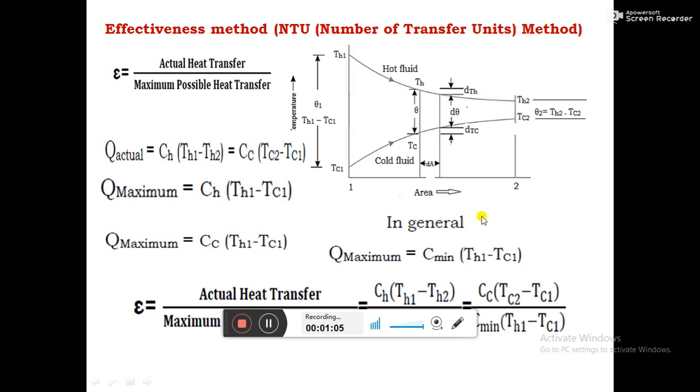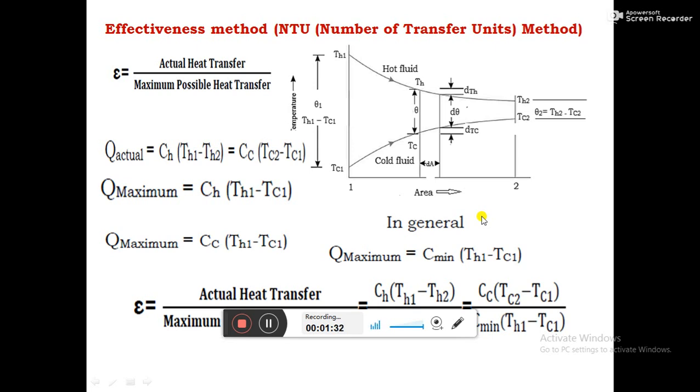Before we go for the derivation of the NTU method, we need to understand what is meant by the effectiveness of a heat exchanger. Effectiveness of a heat exchanger is defined as the ratio of actual heat transfer to the maximum possible heat transfer in a heat exchanger.